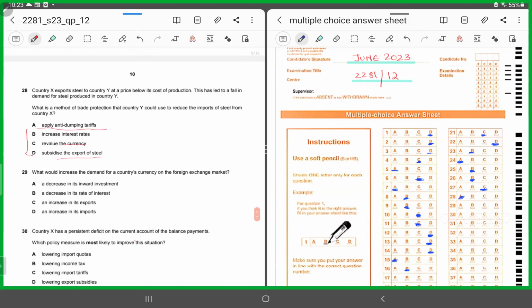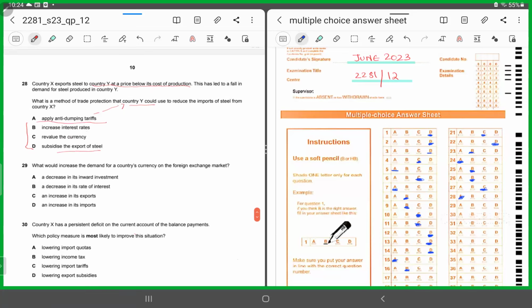If the country decides to revalue the currency, so what will happen? The exports will get expensive, so it will not be able to compete. But it has nothing to do with preventing country Y from dumping, right? So it has to take an action to prevent country Y. So then it has to go for anti-dumping tariffs. Devaluing the currency would make the country's goods relatively expensive. Increasing the interest rates, again, would make it difficult for the producers to borrow money. And subsidizing the export of steel would be increasing the production levels, but there is nothing to do with preventing Y, right?